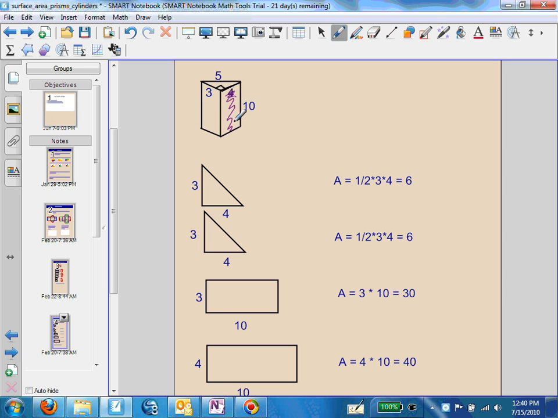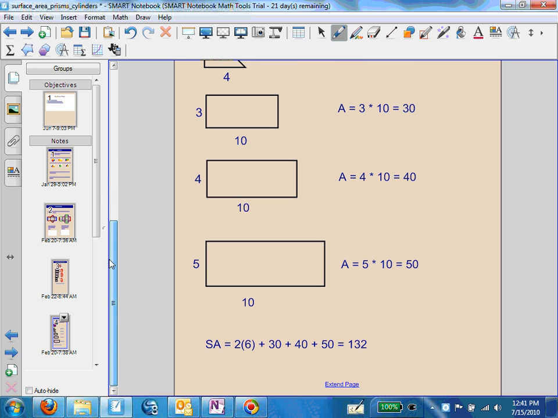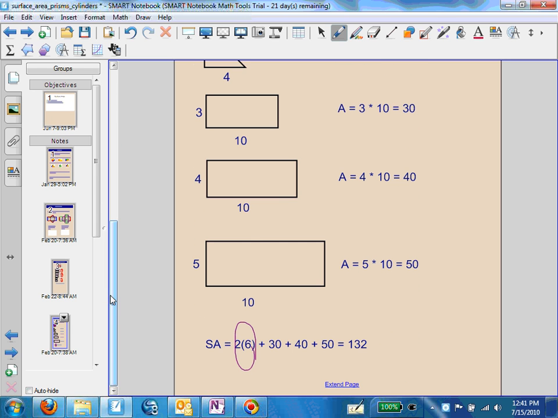Right here, and that gives us an area of 40. And then in the very back, we have an area that has 10 again as the height and 5 as the width. So back here, this area is 5 times 10, which is 50. And then we add those up, 6 plus 6 plus 30 plus 40 plus 50. I just doubled my base, which was 6, but you can see where I get the numbers from here, and that's 132.